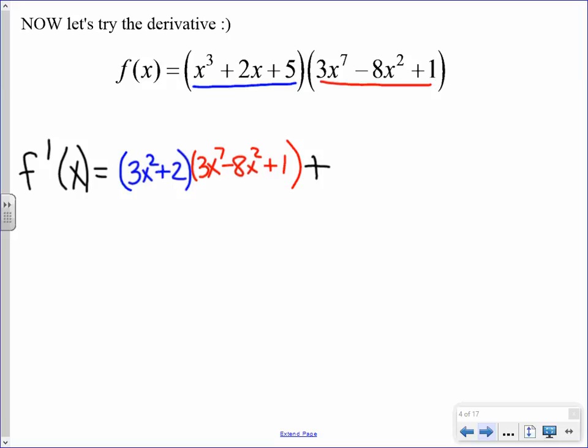Plus, now we do the reverse. We leave the first function alone and take the derivative of the second. 21x to the 6th minus 16x.